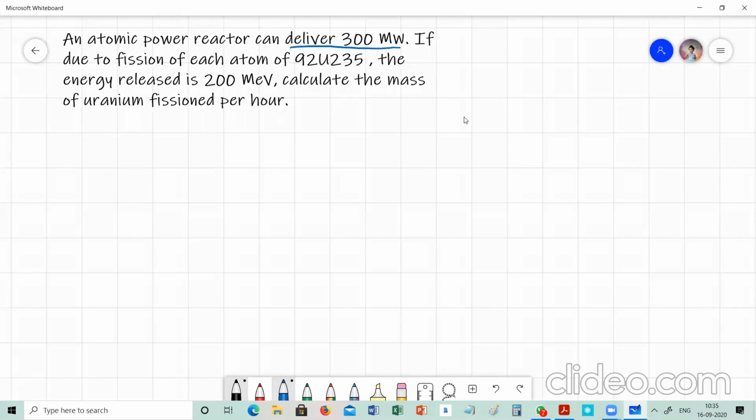If due to fission of each atom of uranium 235, the energy released is 200 mega electron volt. Calculate the mass of uranium fissioned per hour. Okay, we have to calculate what is the mass of uranium which goes under fission reaction in a given hour.